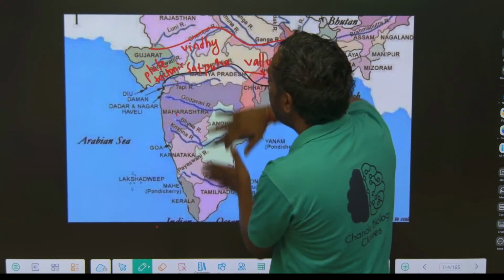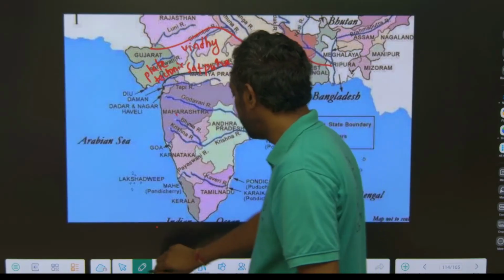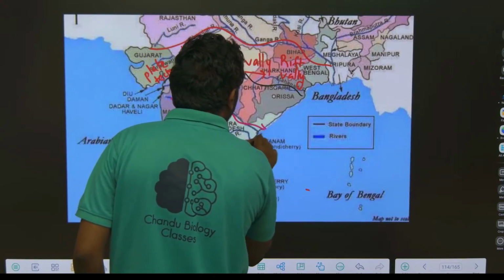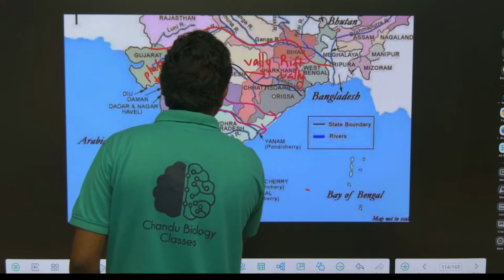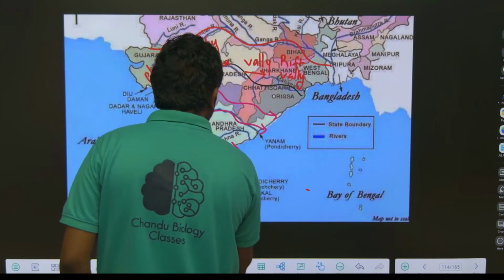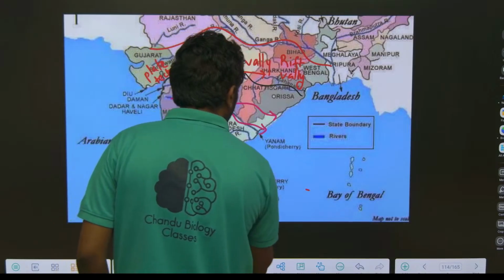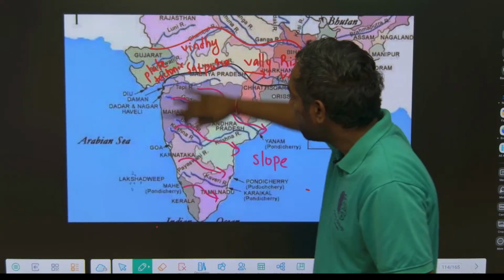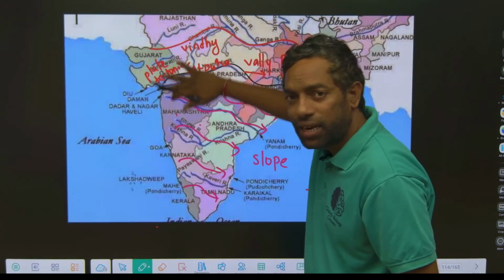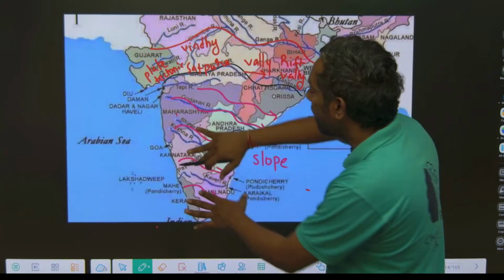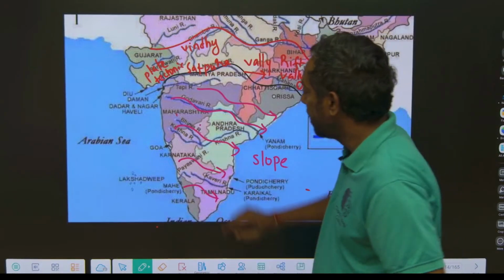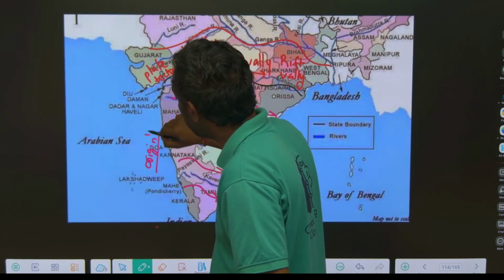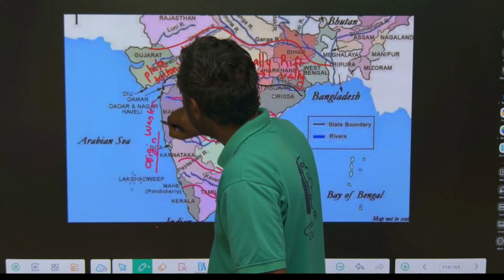This is the Rift Valley. Downwards of the Rift Valley, all rivers flow west to east due to the slope. Downward of the Satpura range, the rivers always flow west to east. They originate in the west, in the Western Ghats.